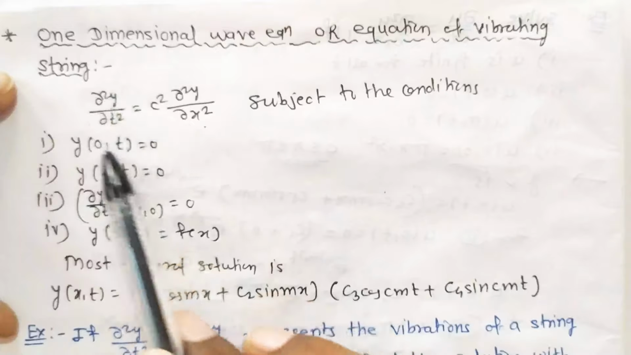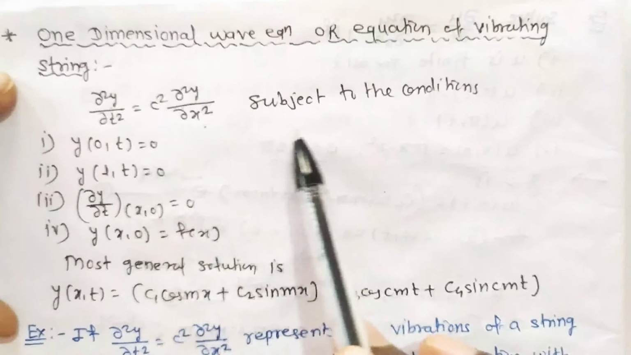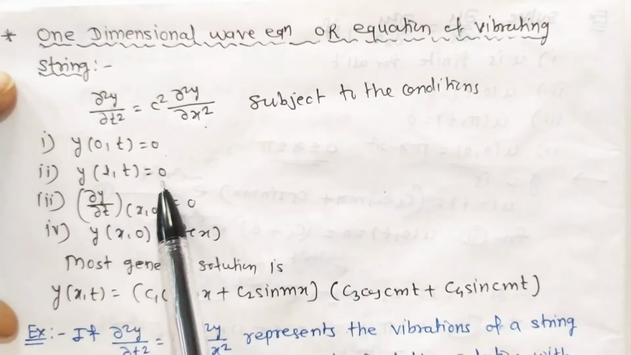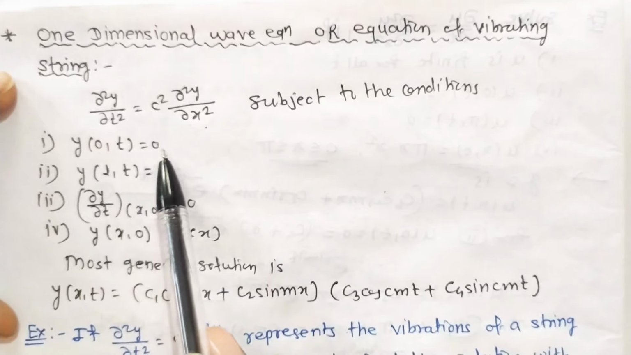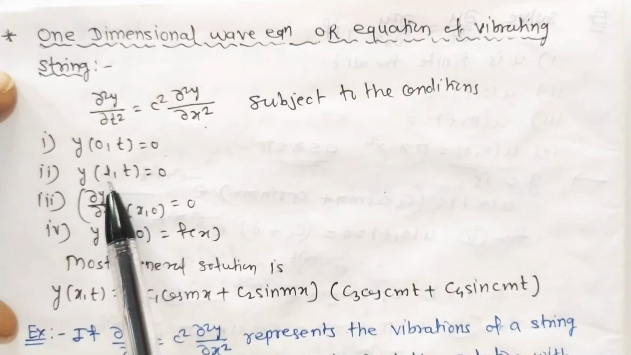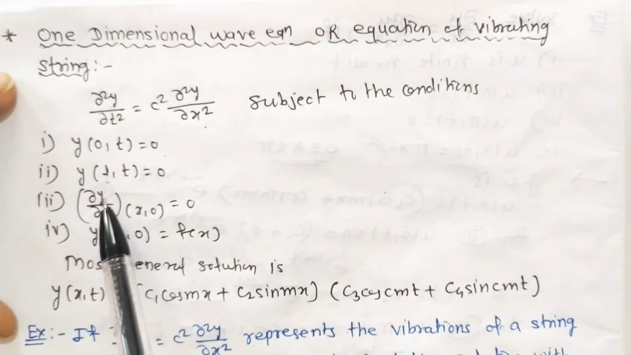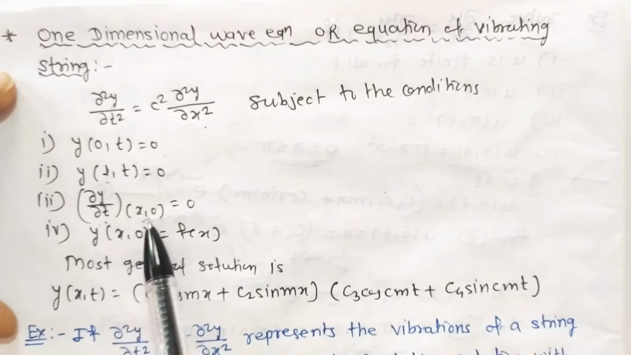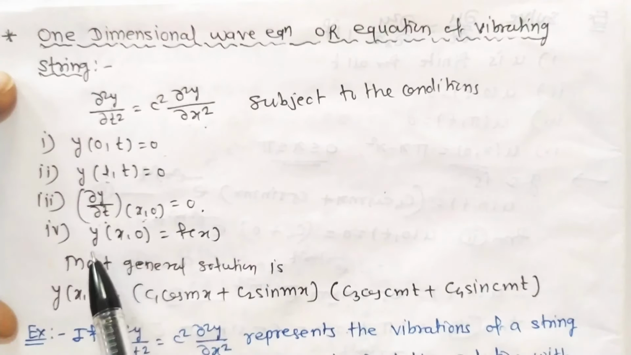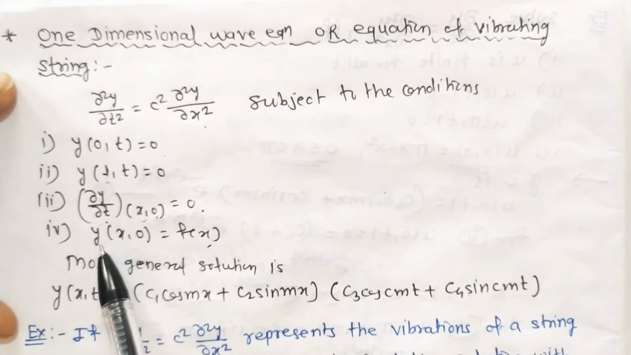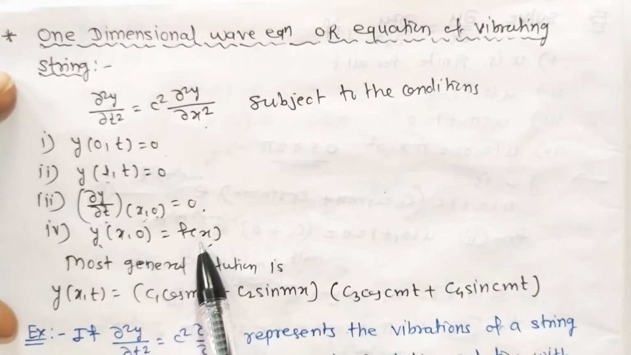This equation is called the wave equation, and we have to solve it subject to the conditions: y(0,t) = 0 and y(l,t) = 0, meaning at x = 0 the value of y is 0, and at x = l the value of y is 0, where l is the length. As the problem changes, the length changes. Then the initial velocity, ∂y/∂t, is 0 at t = 0. And the fourth condition is y(x,0) = f(x), meaning at time t = 0 the displacement is again given in terms of x.